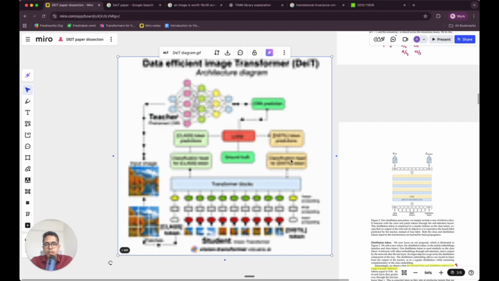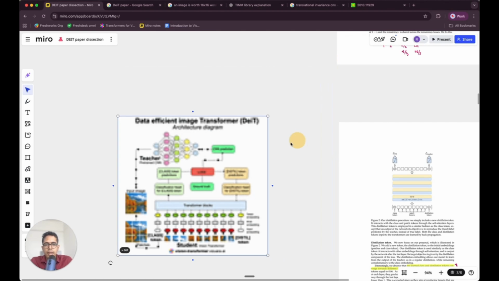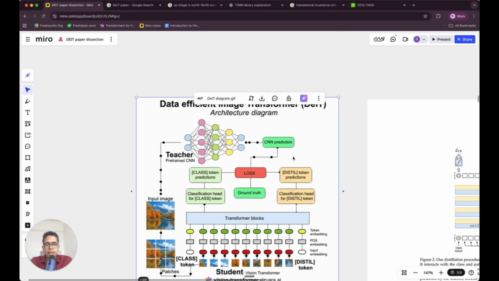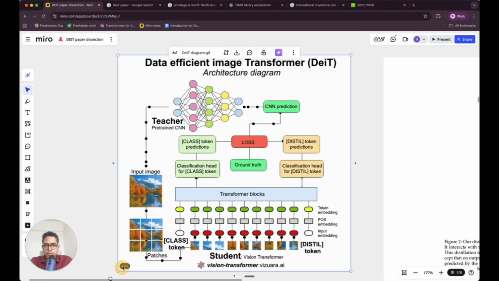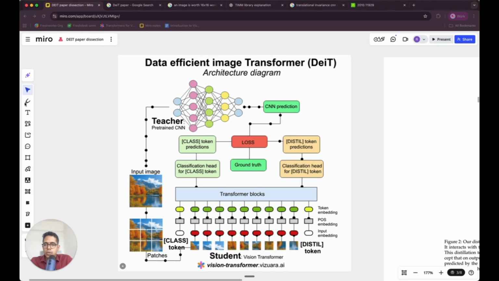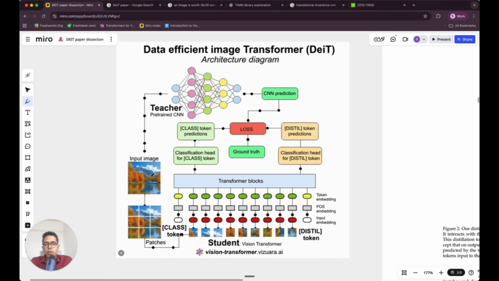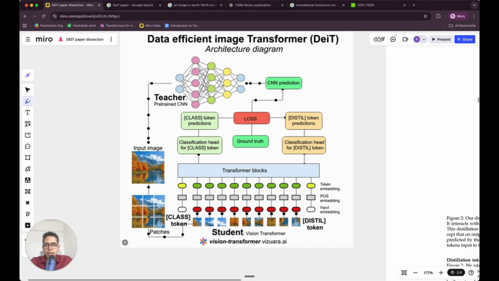This is a diagram which I made to replicate the data efficient image transformer. It's a GIF, so let me see if this can play. Yeah. So let's just follow these flowing arrows. The input image is converted into patches. Patches are converted into a sequence of patches. To this sequence, we prepend a class token, and finally, at the end, we append a distill token.